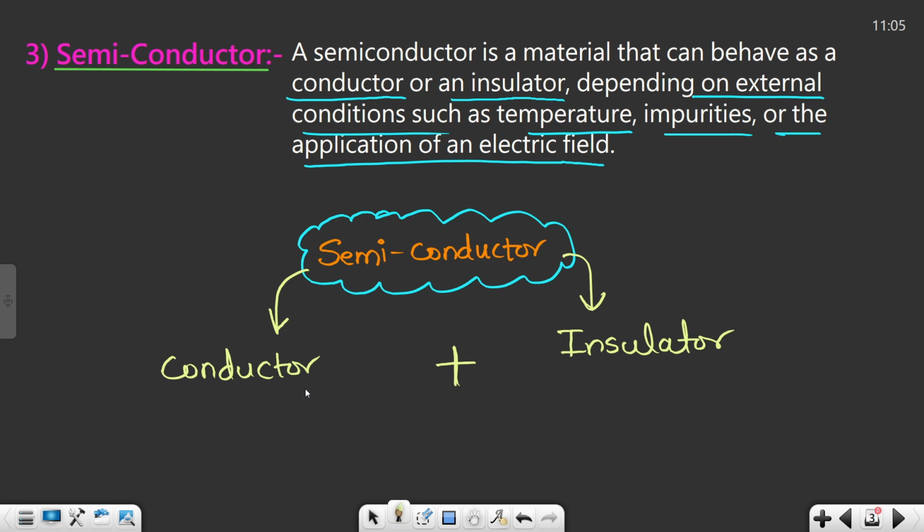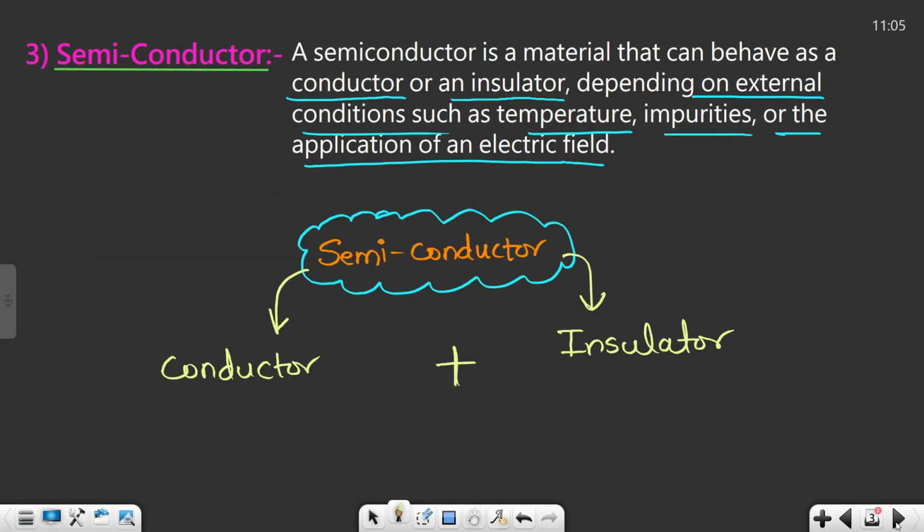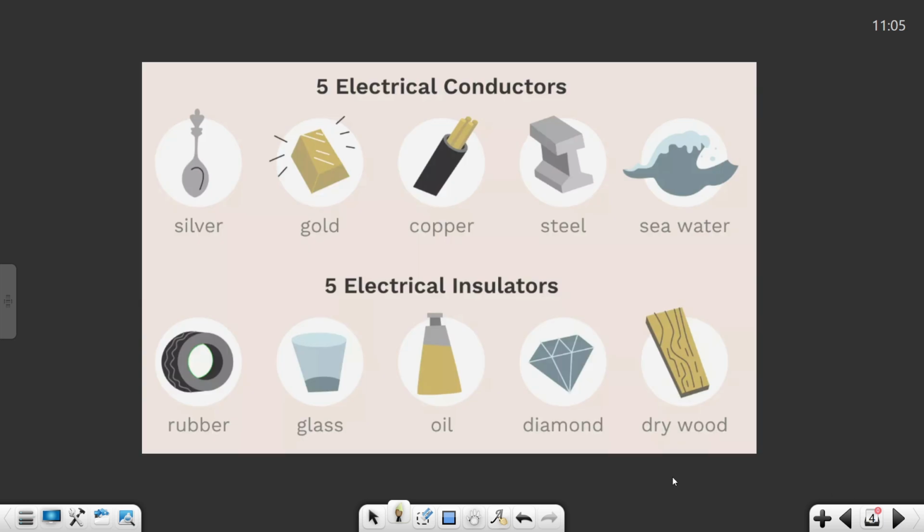You just need to understand that a semiconductor is a material which can partially behave as a conductor and partially behave as an insulator. That's it. Great. So I hope you got an idea of what exactly a conductor is, what an insulator is, and what a semiconductor is. Now we'll try to see certain examples.